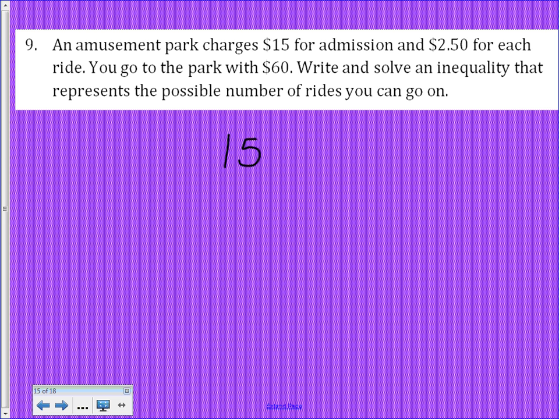I'm going to let X represent the number of rides that I'm going on. So for every X ride that I go on, I am paying $2.50. Now, I am going to the park with $60. I cannot spend more than $60. I just have that $60. So I can spend at most $60.